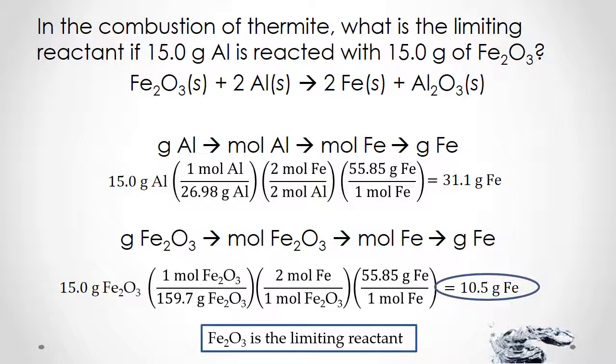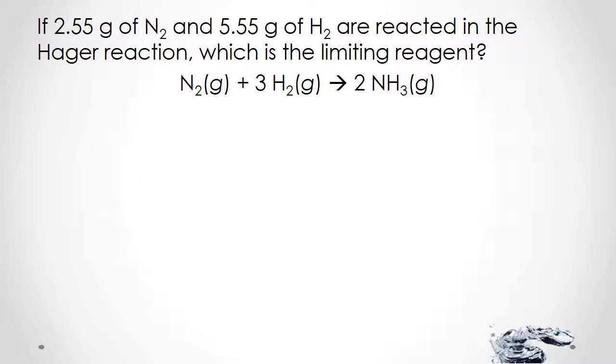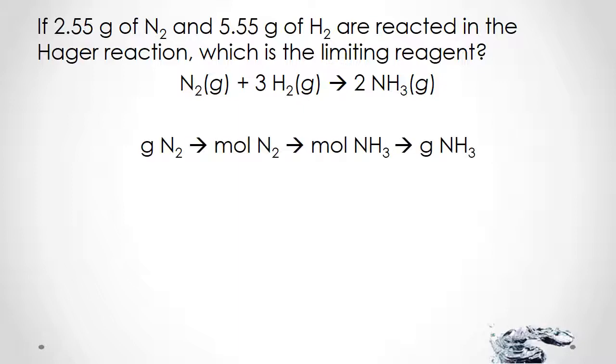Let's go ahead and try another example. If I react 2.55 grams of nitrogen and 5.55 grams of hydrogen in the Haber reaction, what is my limiting reactant? Well, we're going to convert grams of N2 to grams of NH3, and then we're going to convert grams of H2 to grams of NH3.